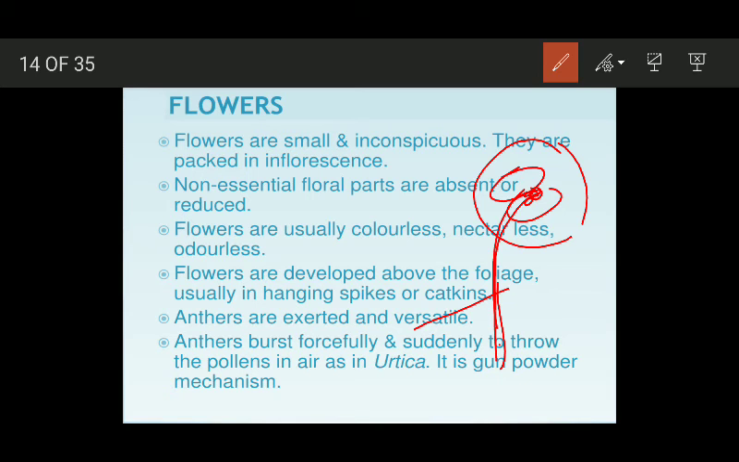It allows the anther to swing freely when wind currents are there. This allows the pollen grains to move with the air currents. I will repeat this. The anthers are extrorse and versatile. Versatile means the filament is connected to the anther right in the middle, and this specific attachment allows the anthers to swing freely in the wind.